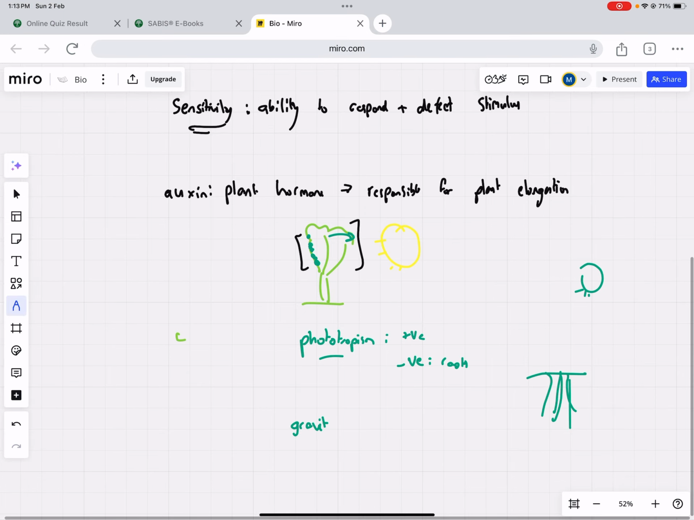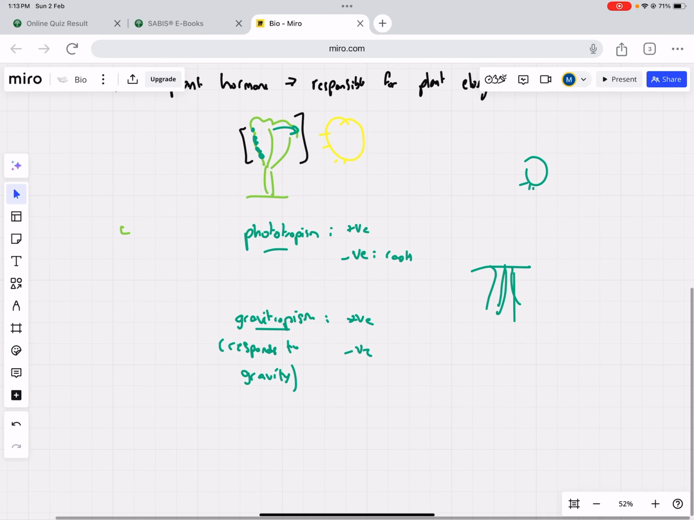Gravitropism, from its name, is going to respond to gravity. Okay, so it responds to gravity. And again, we can have positive gravitropism and negative. So always remember, gravity's direction is downward. Okay, so gravity, the direction is downward. So roots grow in a direction downwards.